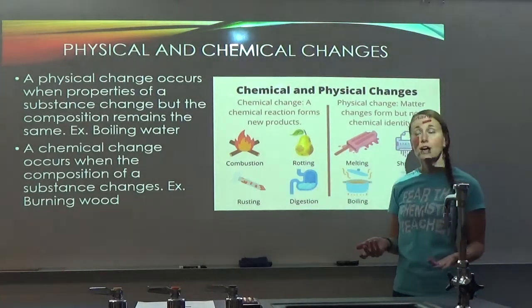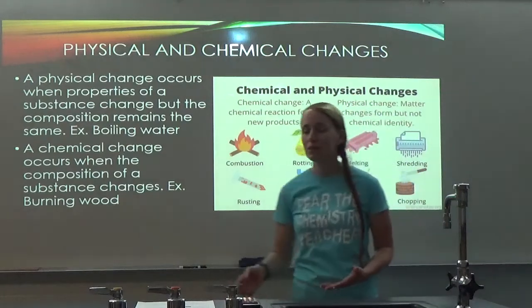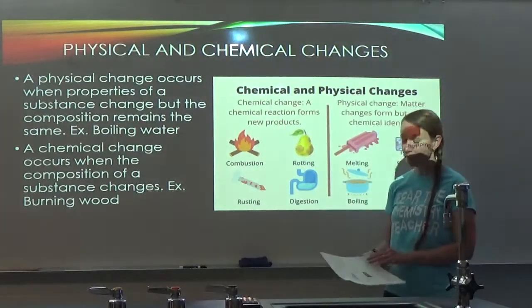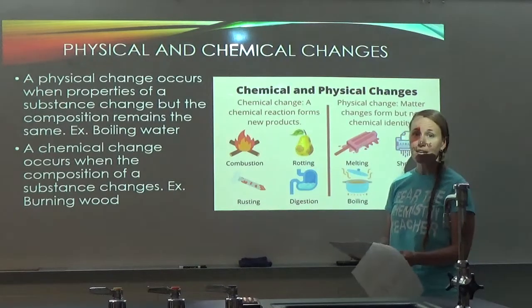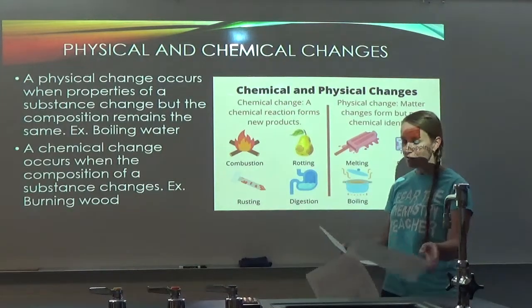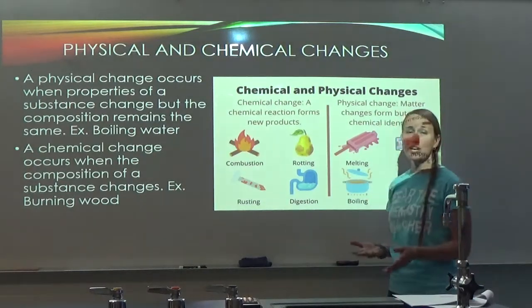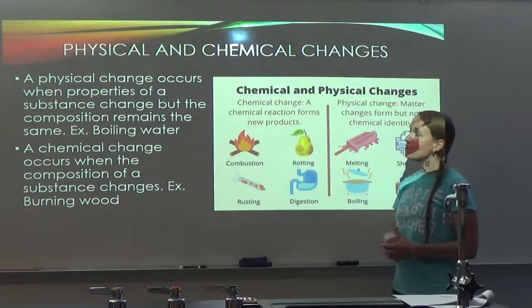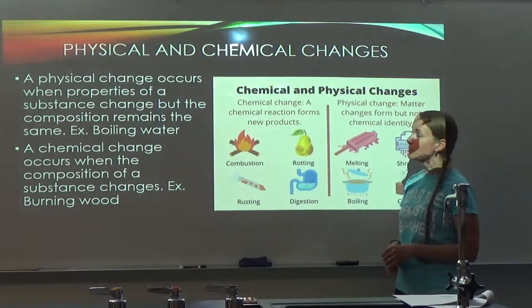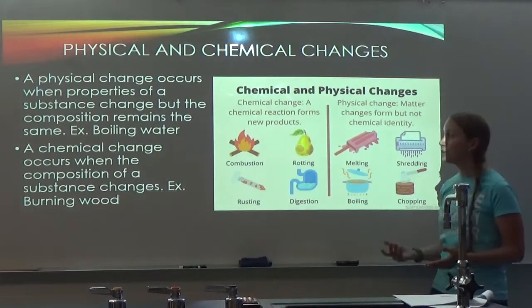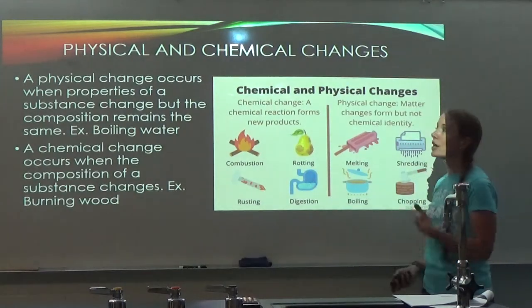So a physical change occurs when properties of a substance change, but the composition remains the same. Example, boiling water. Again, I know that some of you want to say, oh, well, when water's boiling, it's turning into steam, that's something different. That's not anything different. That's just water turning into a different state of matter. Okay, and a different state of matter is not a change in composition. And then a chemical change occurs when the composition of a substance changes. For example, burning wood. When you burn wood, it actually turns into something else, changes composition.